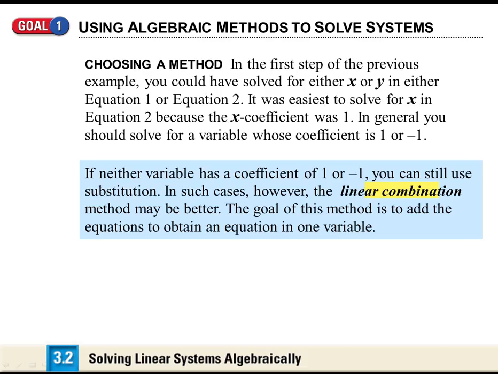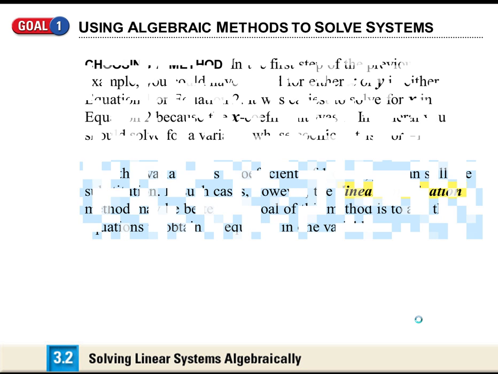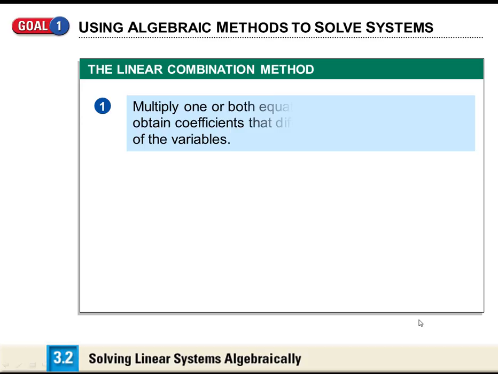Okay, sometimes it's not convenient to substitute. Sometimes we don't just luck out and get a coefficient of 1 or negative 1 in the system. And then we don't want to substitute. It's hard. We have fractions to deal with and it's a pain. So we do something else.